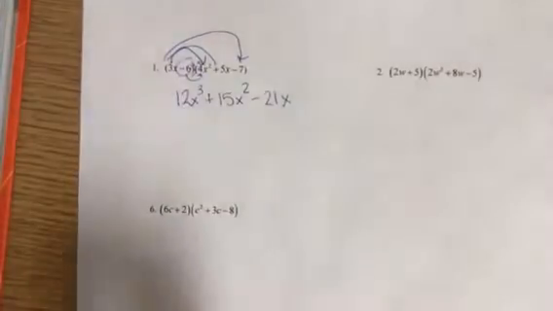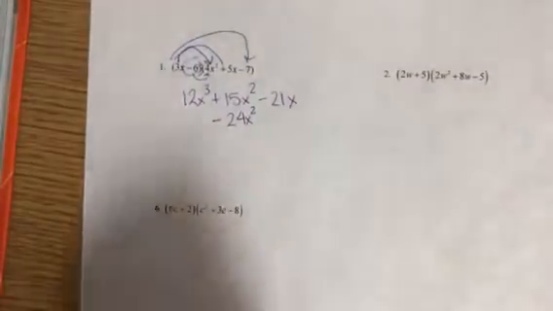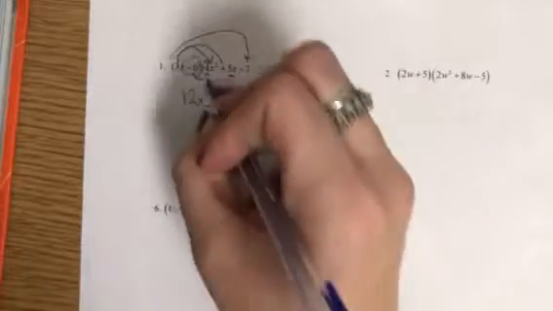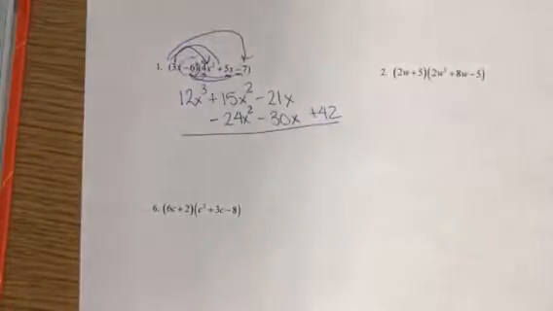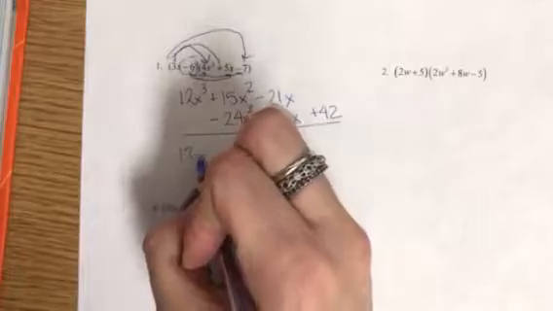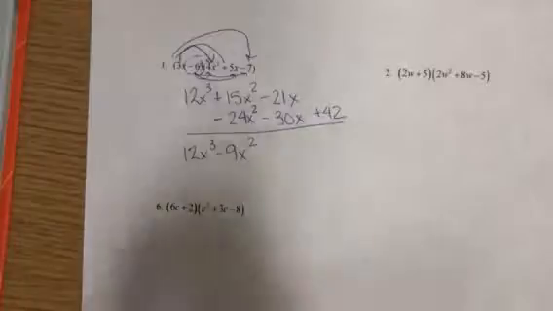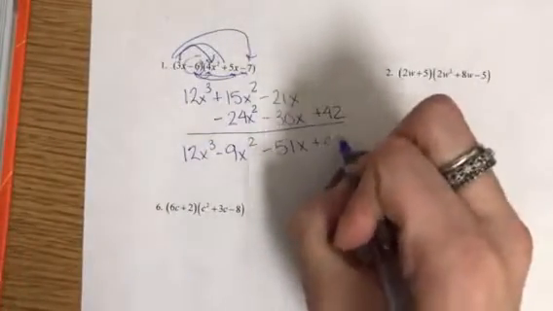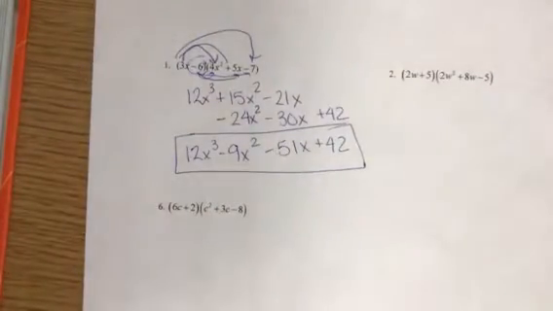So negative 6 times 4x squared will give us a negative 24x squared. Negative 6 times a 5x will give us a negative 30x. And negative 6 times 7 will give us a positive 42. Once we combine like terms, we'll get a 12x to the third minus a 9x squared minus 51x plus 42. It's kind of crooked, sorry about that. But there's our final answer for number 1.